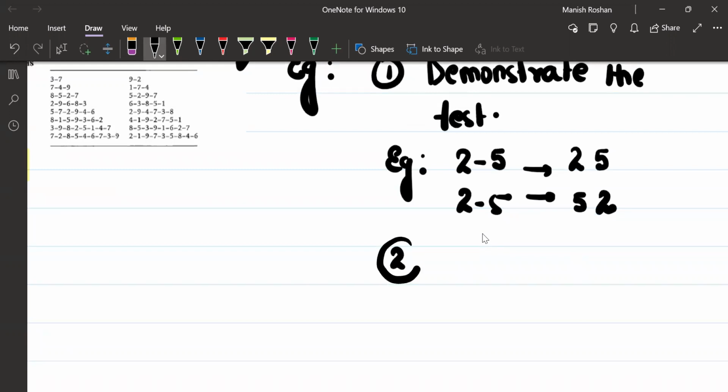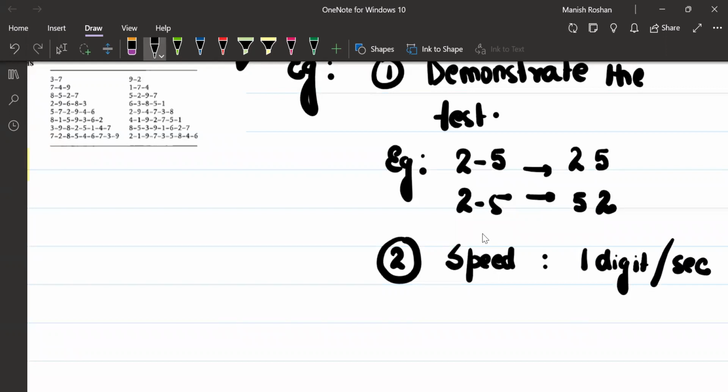Second, the speed. You have to say the digits at 1 digit per second. So you don't have to say 2579 together; you have to say 2, 5, 7, 9, one digit per second. Third, don't say digits in pairs. That is, paired digits are not allowed.